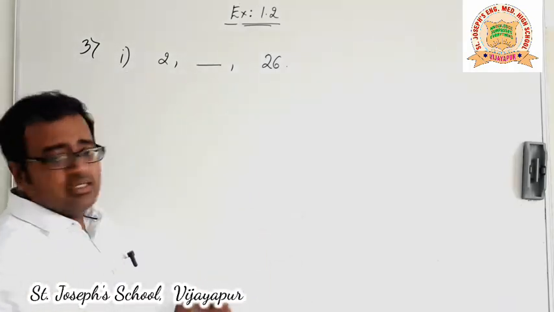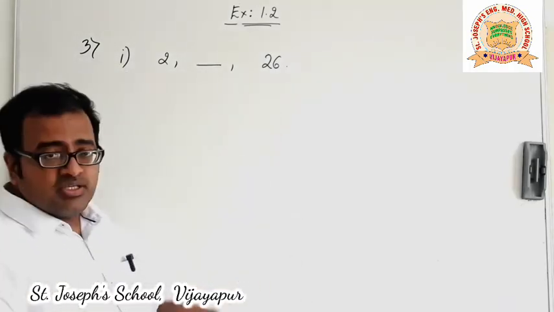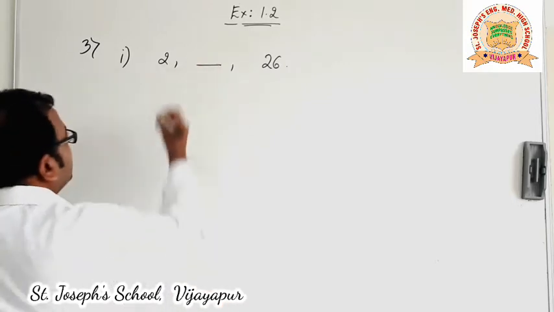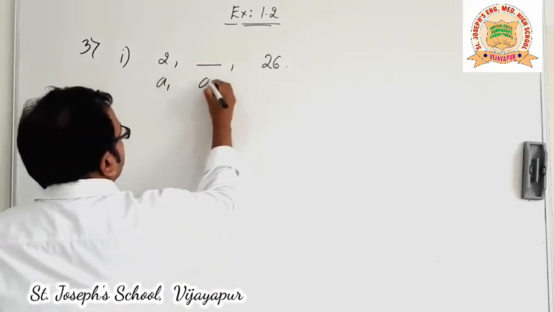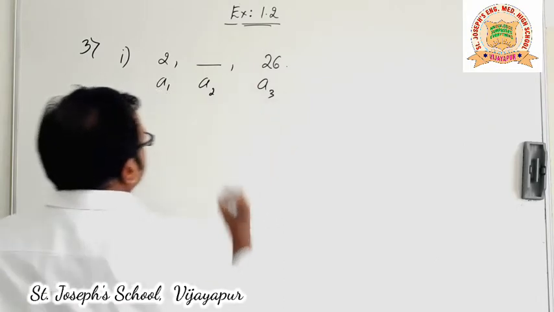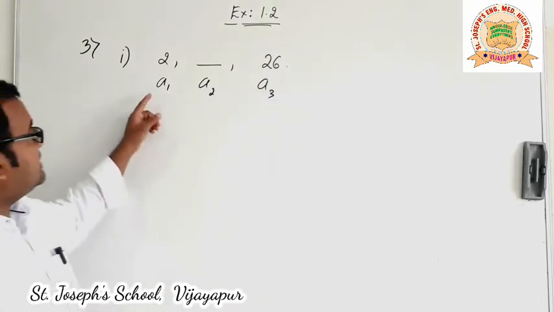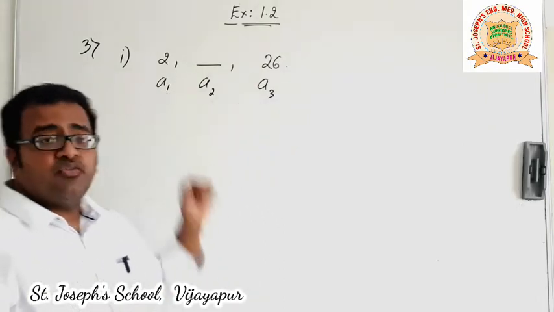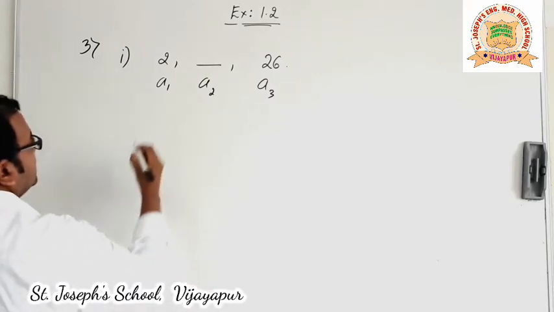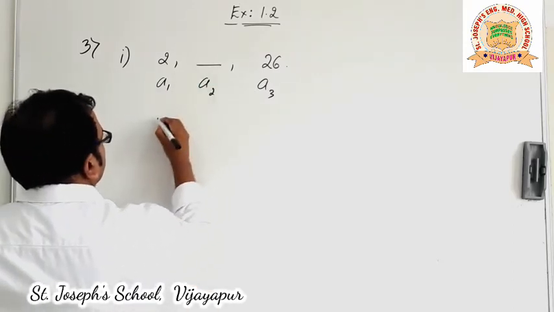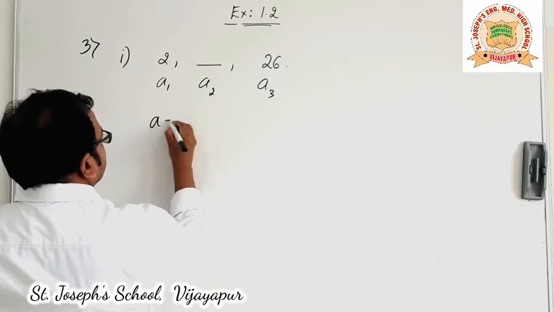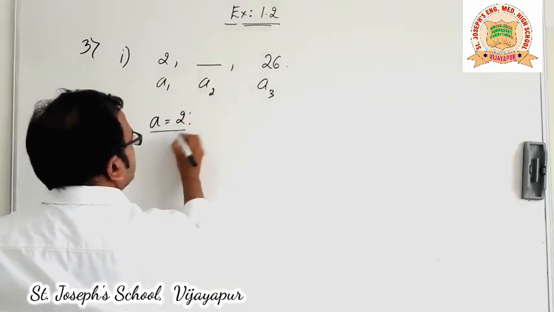In the first one, you can see that there are 3 terms given here. One of them is a blank. We will call them A1, A2, A3. Then they have given us A1 and A3. We have to find out A2. Now let us start. So we know that A1 is A. So A is 2. This we know.